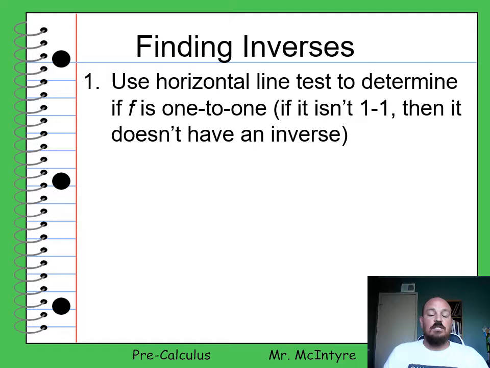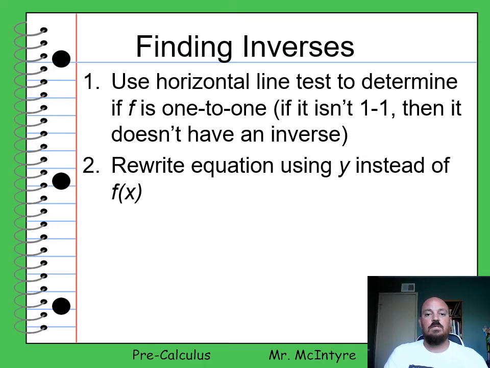Now what we're going to focus on is more complicated equations, not just y equals 6x, but more complicated functions. So here are the steps to finding the inverse. Number 1, what we talked about in part 1. You want to use the horizontal line test to decide if f is 1 to 1. If it's not 1 to 1, you're done. You just say this function doesn't have an inverse and you move on to the next question. If it is 1 to 1, here are the steps.